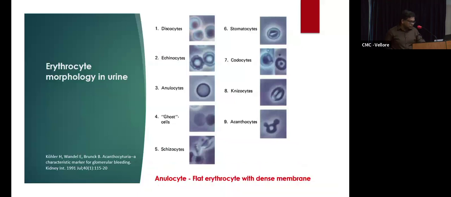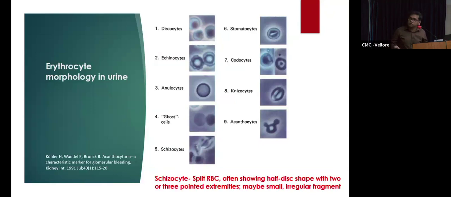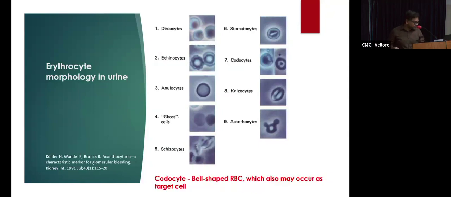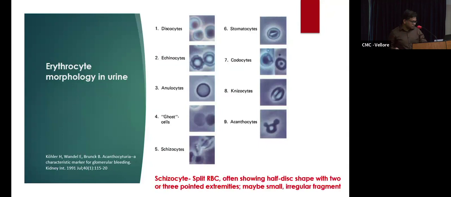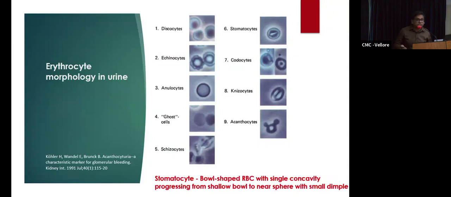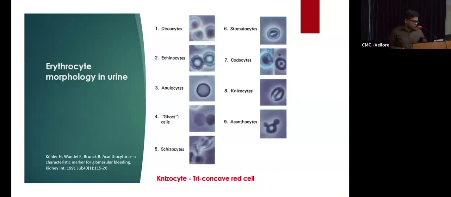The annulocytes, next one, are erythrocytes with a dense membrane. You can see the membrane becomes dense. The ghost cell, as I told you, the membrane becomes thin with loss of hemoglobin. The schizocytes, these are the fragmented cells. The stomatocytes are the RBCs with a single concavity. We know the RBC is biconcave, but these have a single concavity. Podocytes, these are the ring type cells, bell type shapes. And the mesocytes, these are the triconcave cells. And the acanthocytes are the RBCs with the blebs.